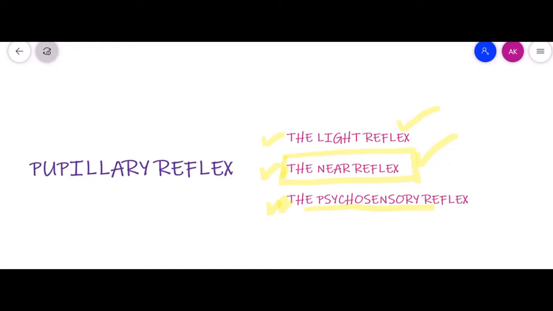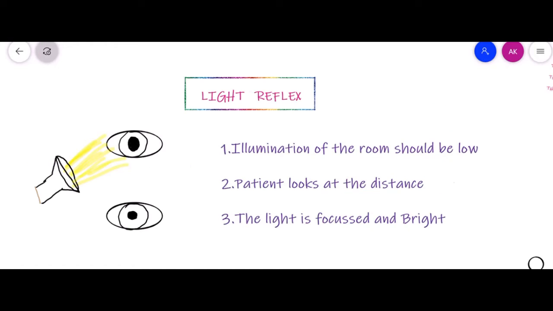The light reflex is of particular importance to us, and whenever testing for light reflex, 3 points should be kept in mind. Number 1, the illumination of the room should always be low. Number 2, the patient should be looking at the distance. Number 3, the light should be focused and bright light.